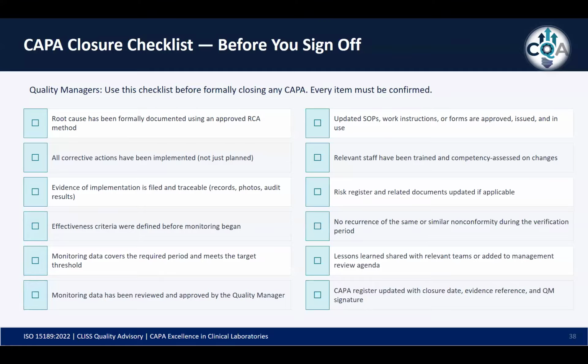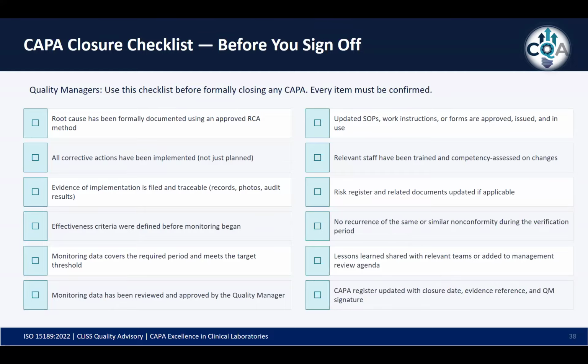No recurrences of the same or similar non-conformity during the verification period. If your verification period is 90 days, there has not been a recurrence. And then lessons learned from that NC have been shared with relevant teams and added to the management review agenda. The CAPA register is updated with the closure date, evidence reference, and the quality manager signature.